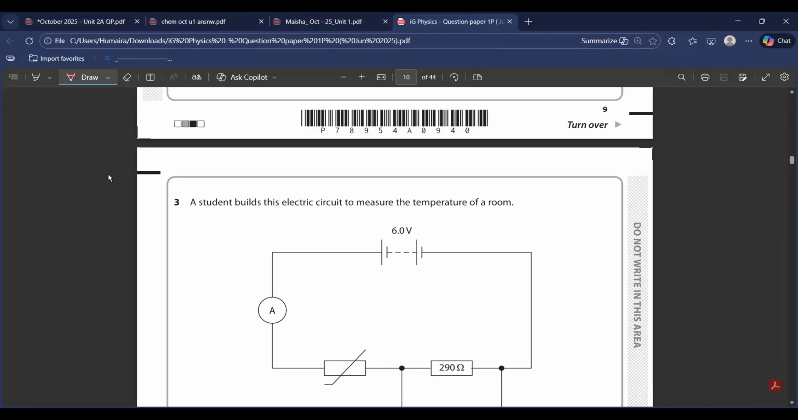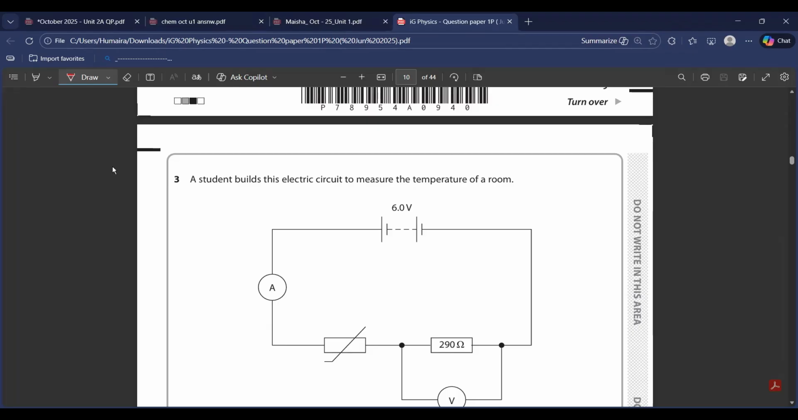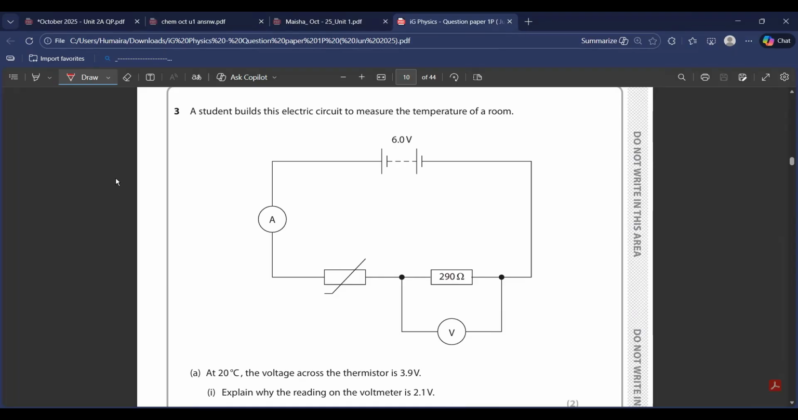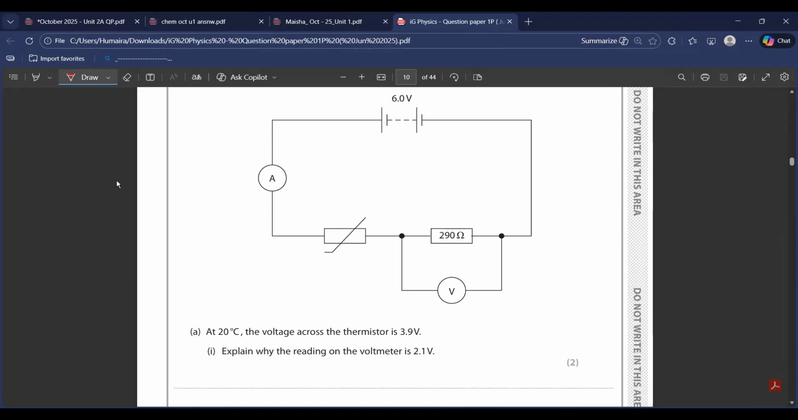All right, so question number 3 says a student builds this electric circuit to measure the temperature of a room. This is the circuit that is given. At 20 degrees Celsius, the voltage across the thermistor, this is the thermistor, is 3.9 volt. Explain why the reading on the voltmeter is 2.1. So the reading here is 2.1 volt.